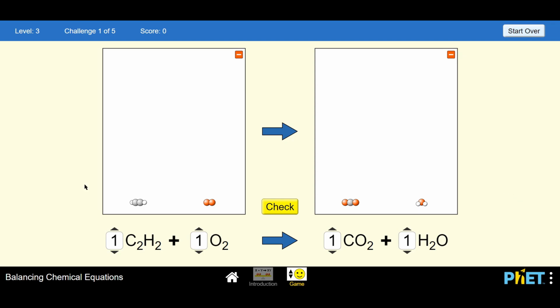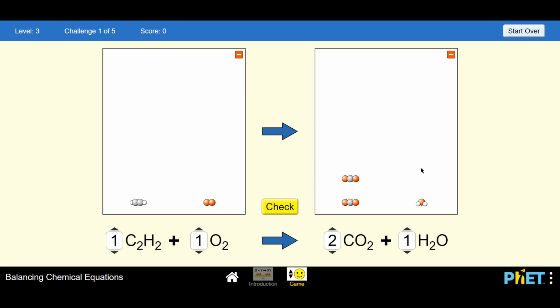Starting with this, again I see some hydrogen atoms, these white dots. There's 2 of them on the left, 2 of them on the right, so that's good. The grayish atoms seem to be carbon, right? Capital letter C is carbon. And there's 2 of those on the left, but there's only 1 of them on the right. So I need to add another carbon on the right. Now there's 2 carbons on the left and 2 carbons on the right. And again, that red atom is oxygen. Right now there's 2 on the left, and there's 1, 2, 3, 4, 5 on the right.